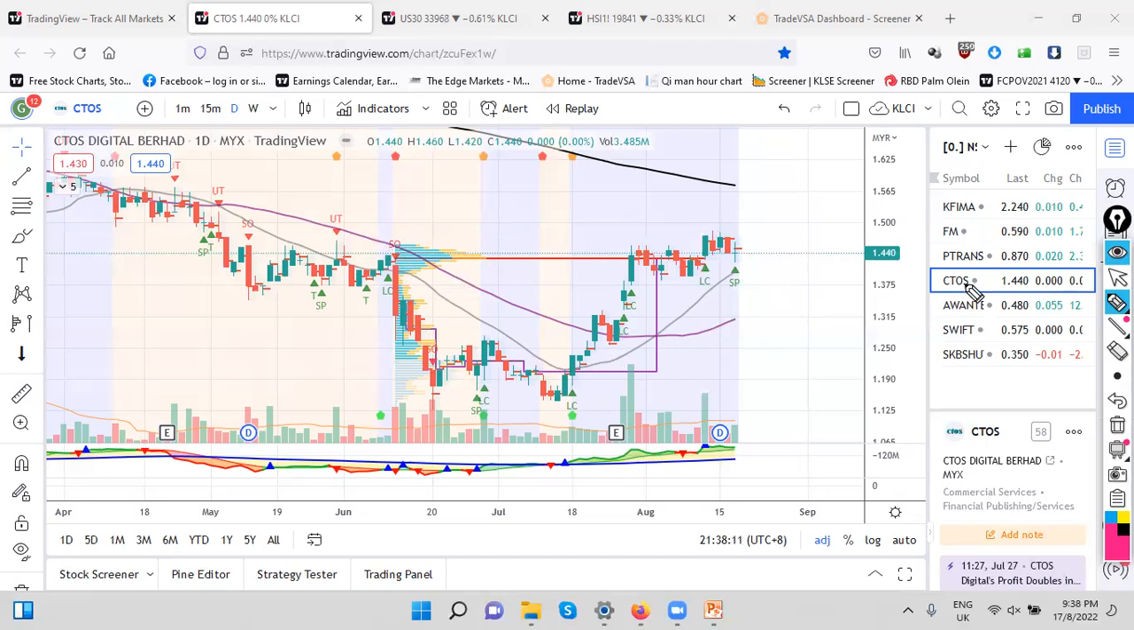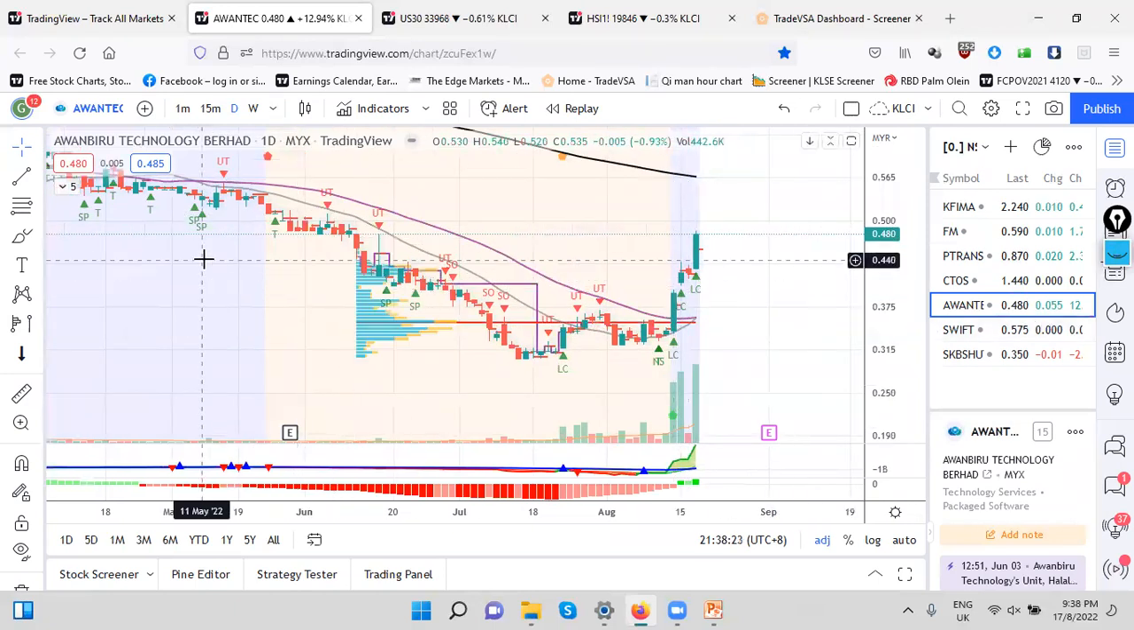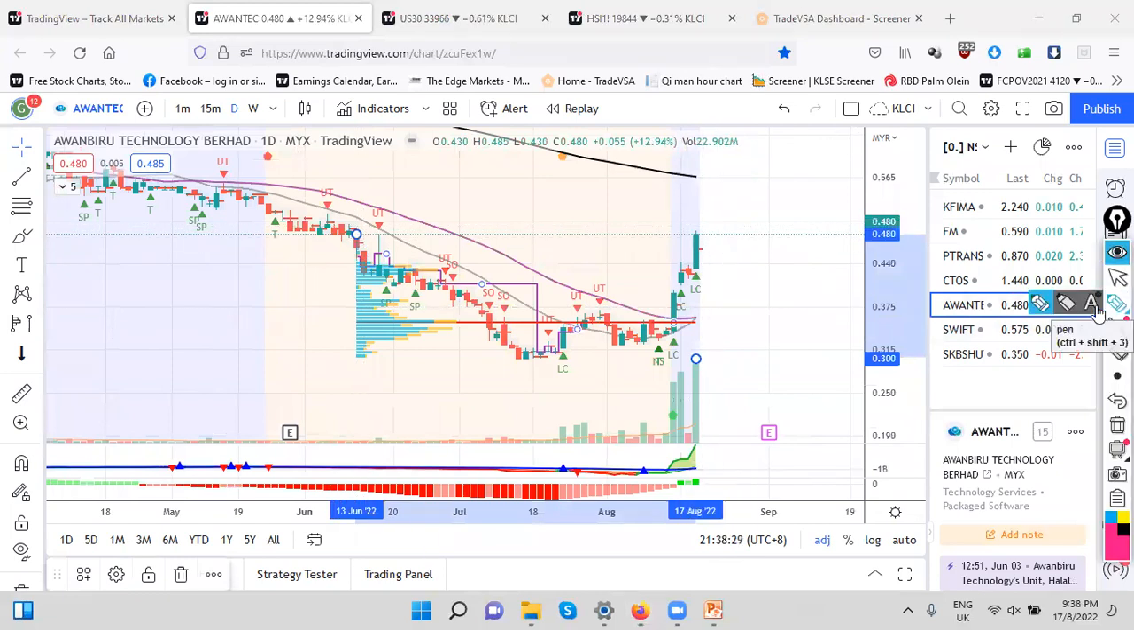So this is one of the concepts we use for this volume profile. I want to show you another one, Awan Biru. You can see here, even though it's Awan Biru, these few days they also already have some moving up here. You can see the volume profile is not that heavy yet. How come this one did not shift to here?